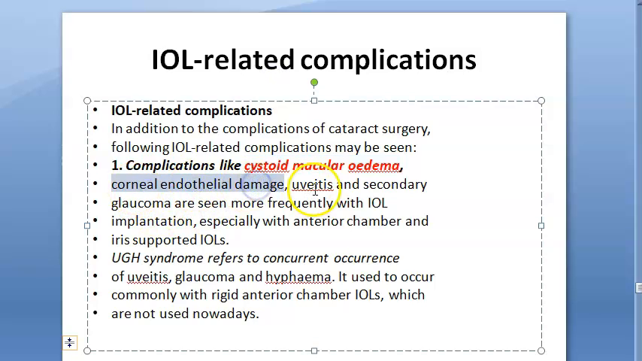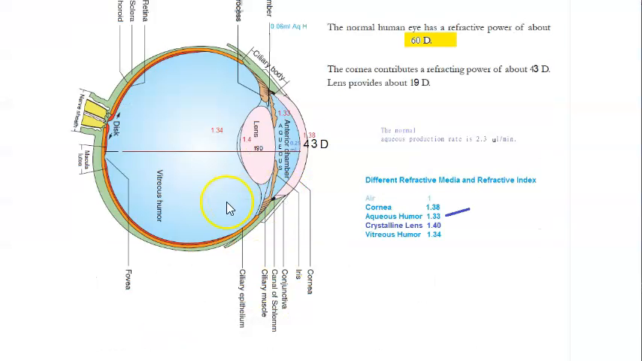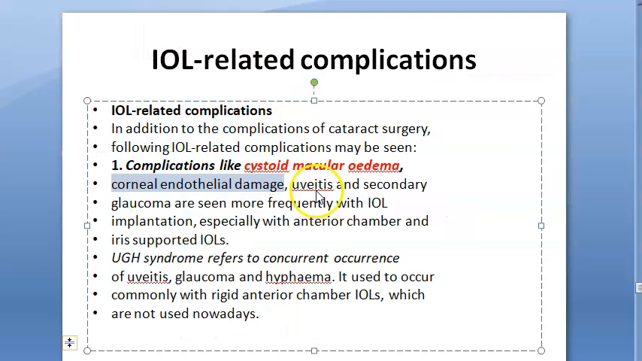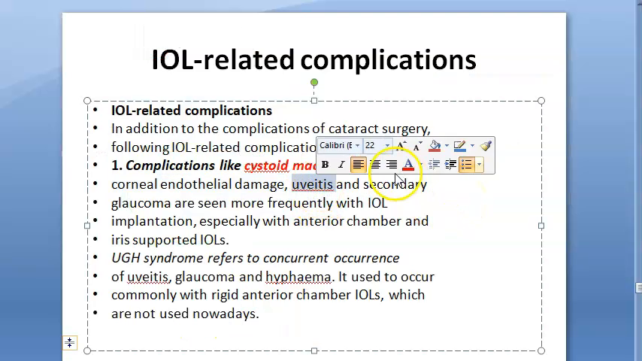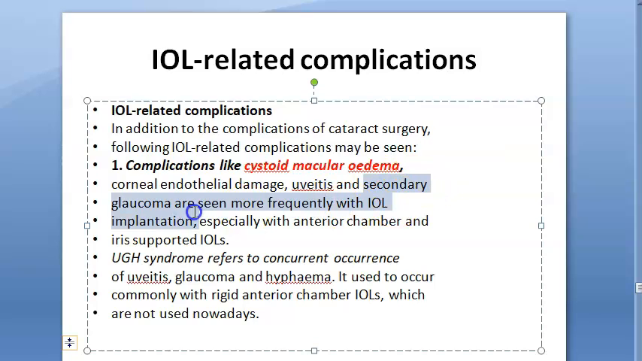Corneal endothelial damage. See, that is where the endothelium, the back side of the cornea, can get damaged. See, this is the lens, right? Now here you're trying to put an intraocular lens. This is the endothelium of the cornea, the back side. So this may get damaged, okay? So it can cause infection, uveitis, inflammation of the uvea.